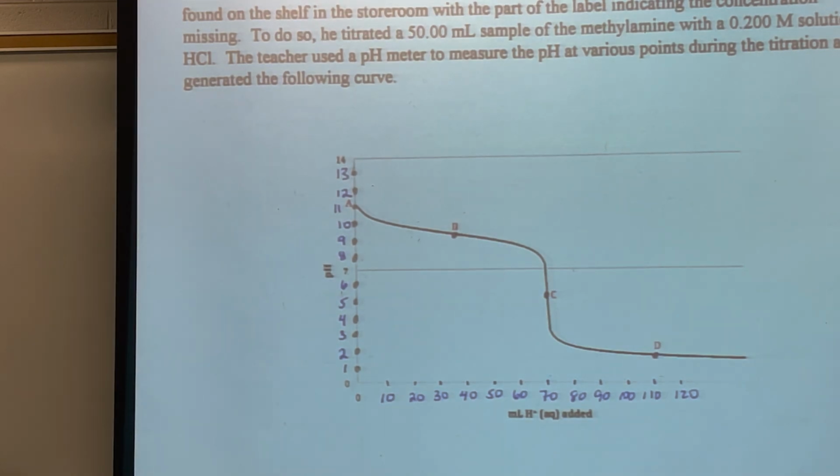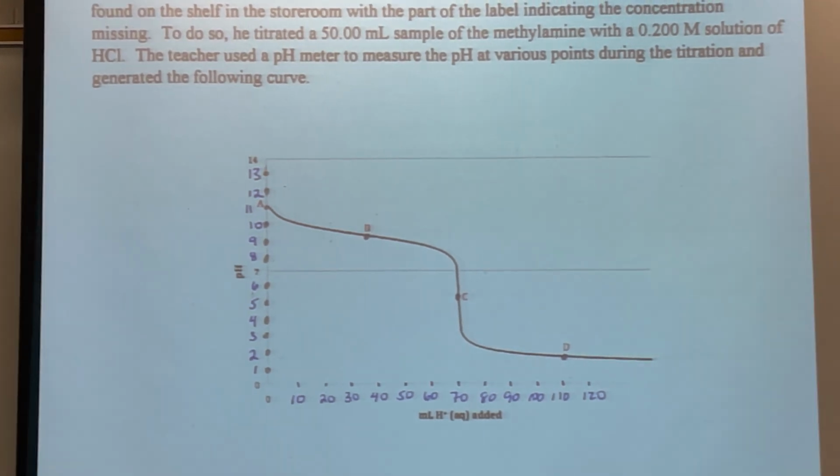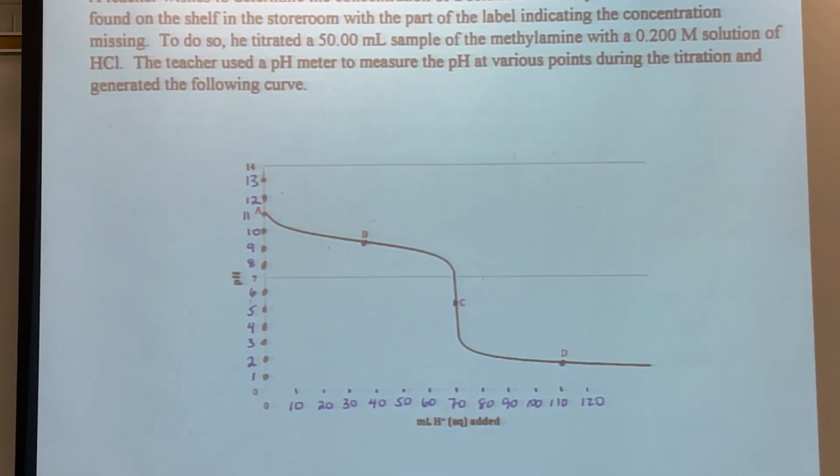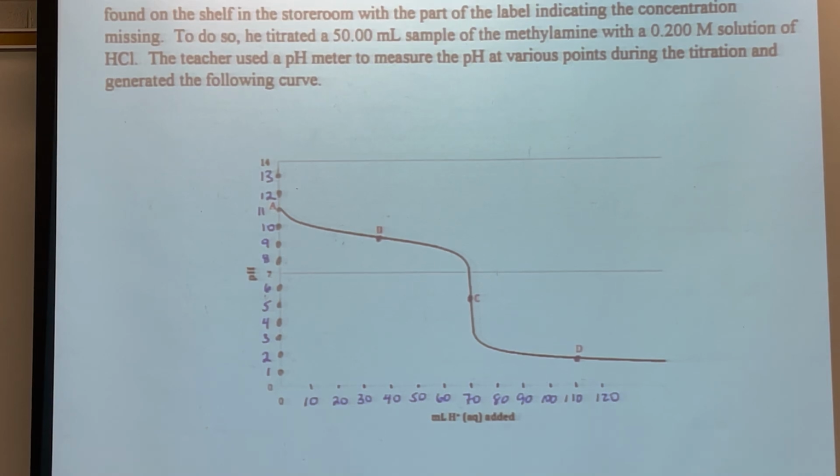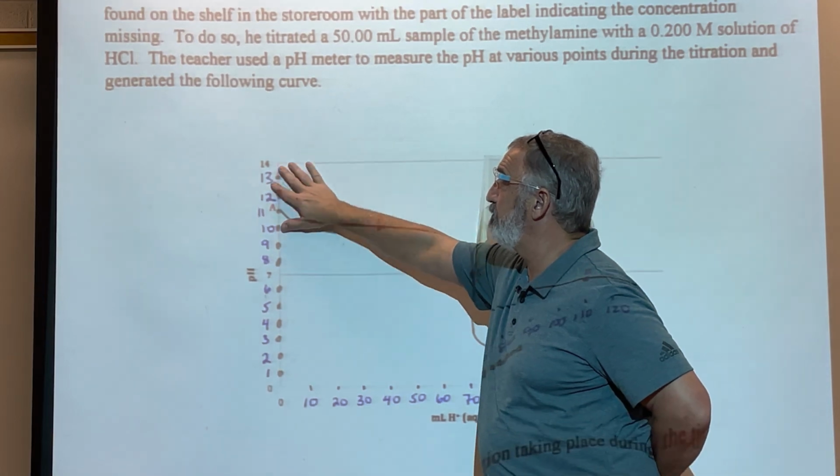Now you will find that methylamine is a favorite base of these problems. A teacher wishes to determine the concentration of a solution of methylamine he found on the shelf in the storeroom, with part of the label indicating the concentration missing. To do so, he titrated a 50 milliliter sample of the methylamine with a 0.2 molar solution of HCl. The teacher used a pH meter to measure pH at various points during the titration and generated the following curve. So this is what it would look like if you start with a weak base and titrate it with a strong acid. Now how would I know, without it being told here, that it's a weak base?